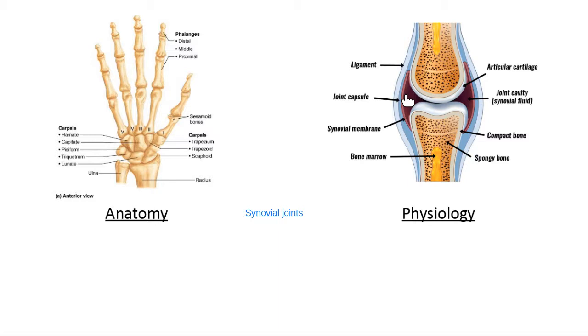So when we're talking about synovial joints over here on the anatomy, we're going to mention that we have synovial fluid. We could mention that these bones don't actually touch. They're not actually touching each other. When you think about synovial joints, what are some of the things you all would mention for their physiology? Why is it good that we have some places in the body with synovial joints? What do they help us to do?